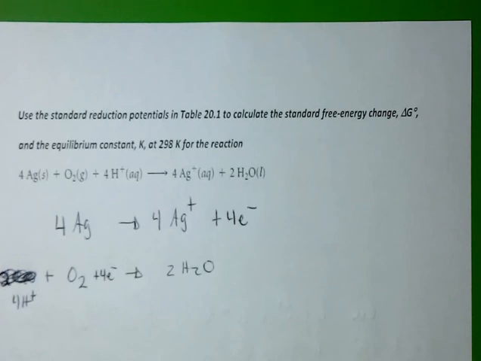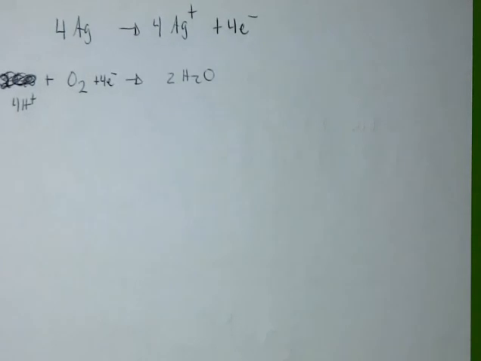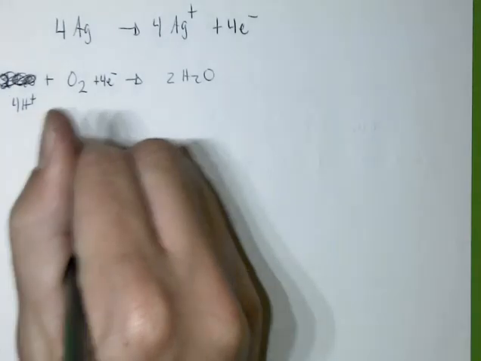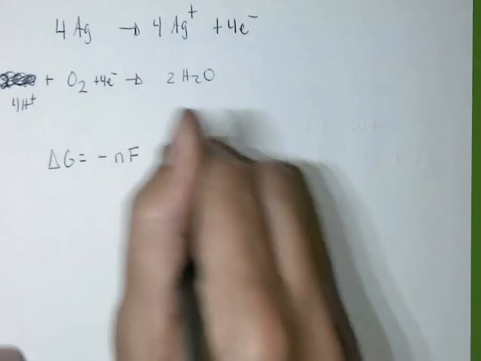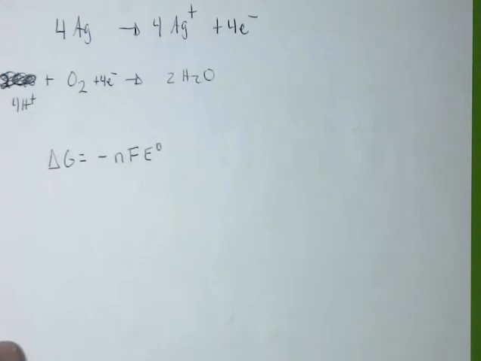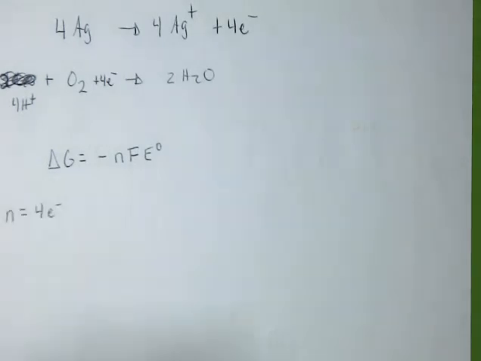So we can find out what delta G is first. If we want to find delta G in this problem, delta G is going to be equal to minus nFE, where E is the standard cell potential. That's how we find delta G. We know several parts of this. We know what n is: there are 4 electrons transferred, so 4 would be n.